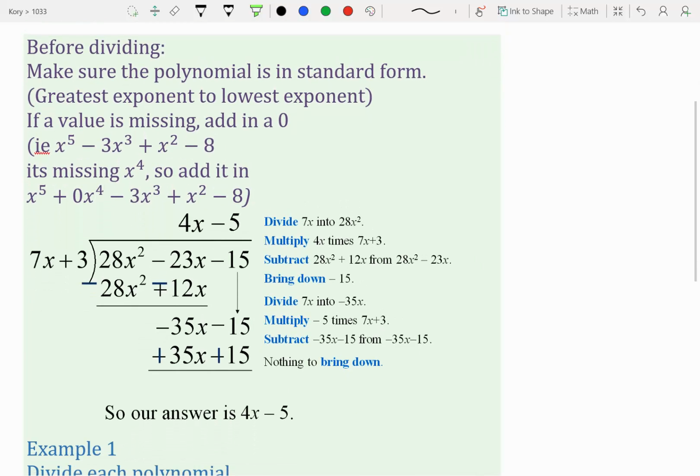So before dividing, make sure the polynomial is in standard form. Standard form means it's the greatest exponent to the lowest exponent. If a value is missing, add in a 0. For an example, if we have x to the 5th minus 3x to the 3rd plus x squared minus 8, you see how it's missing x to the 4th because it jumps from 5 to 3. So we need to add it in with a 0. Now we have x to the 5th plus 0x to the 4th, because 0 times anything is 0, and if you add 0 to something, it doesn't change the value. So you can do anything you want in math as long as it doesn't change the value.